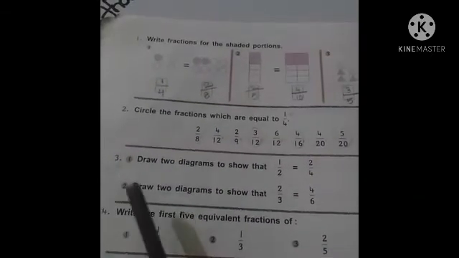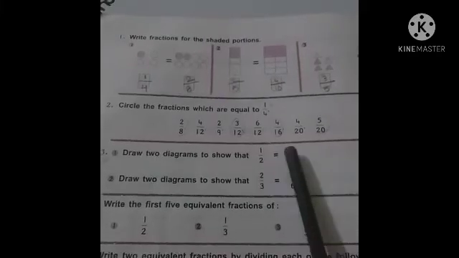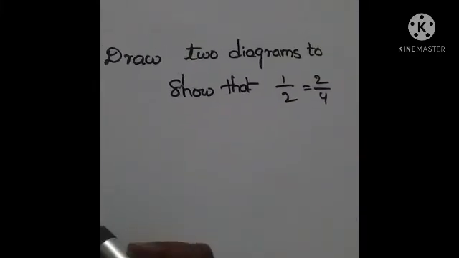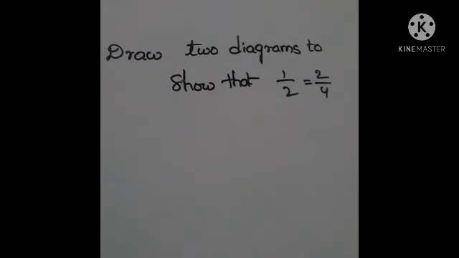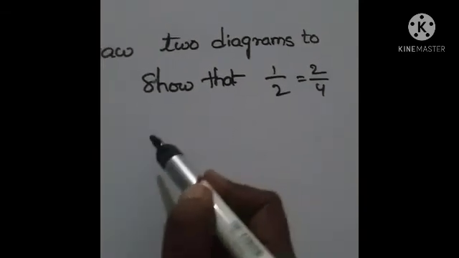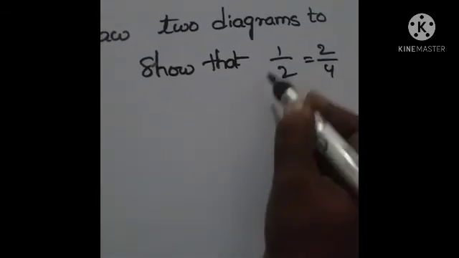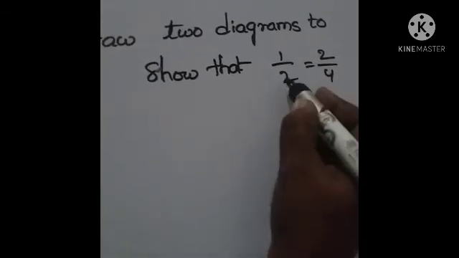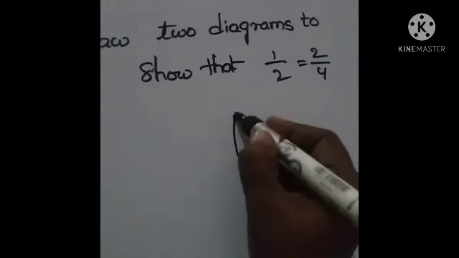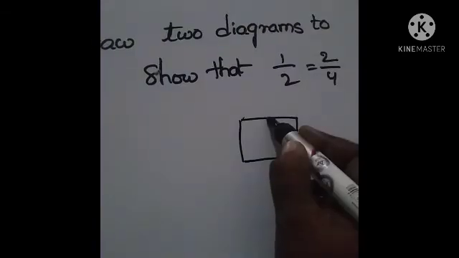Next, third one is draw two diagrams to show that 1 by 2 and 2 by 4 are equal. Draw two diagrams. Here a fraction is given. How to draw a diagram of the given fraction? 1 by 2. The numerator is the shaded part, and the total number of boxes is the denominator. So, first you have to draw two boxes because the given denominator is 2.